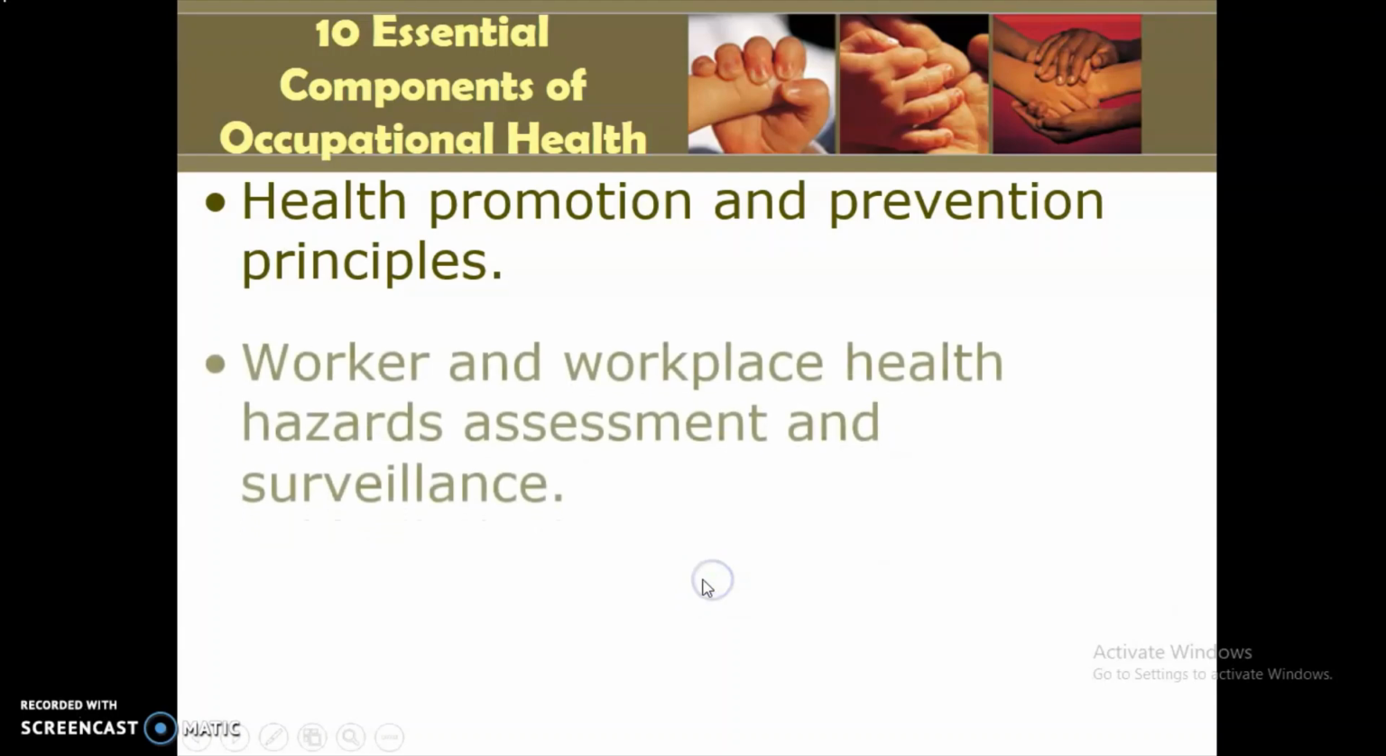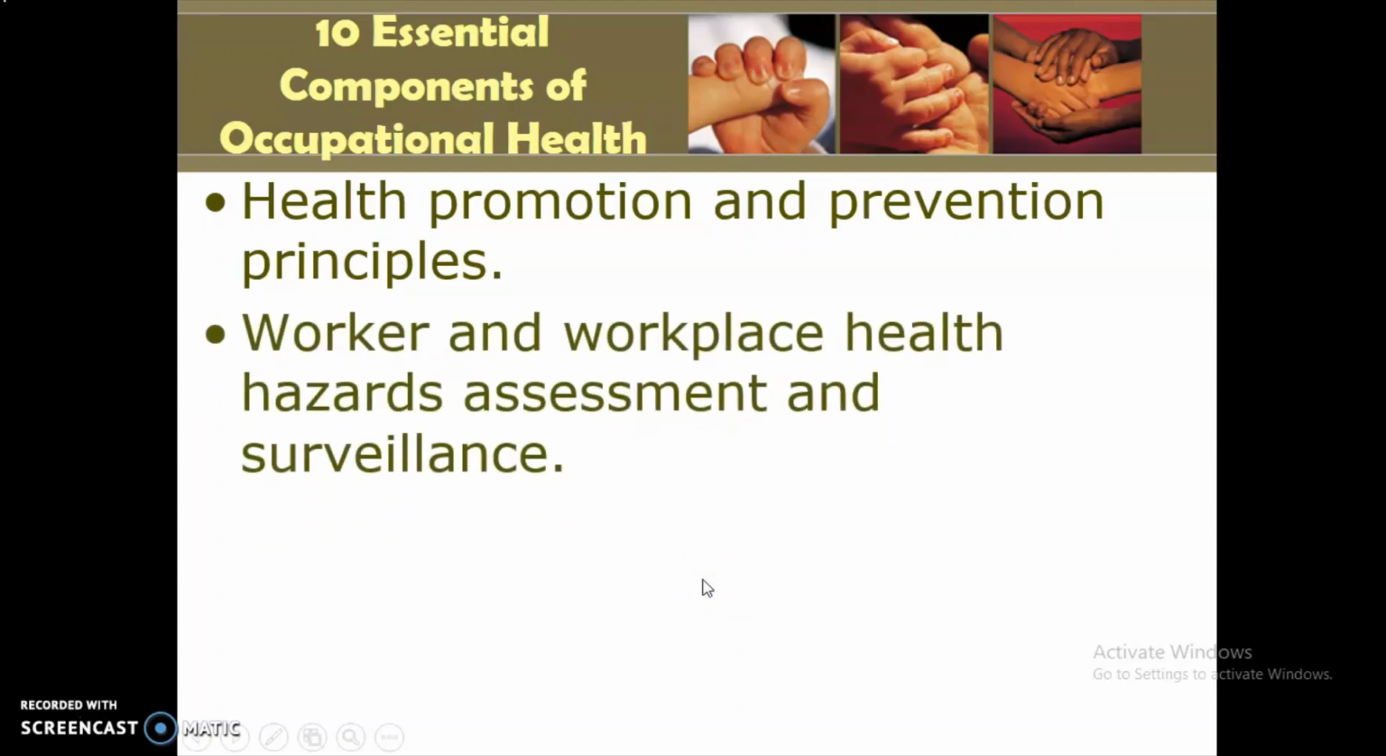Another essential component is worker and workplace health hazard assessment and surveillance. Part of this is that the company should have a risk reduction assessment program wherein a group of people within the company, as part of the working health team, will monitor and find out if there are any factors that can contribute to the development of accidents or work related injury within the company. They need to create a plan to prevent these possible injuries or accidents from occurring.